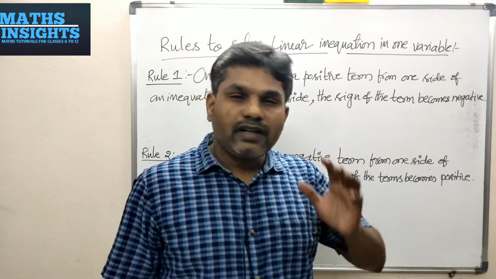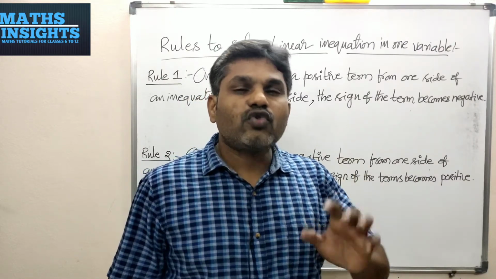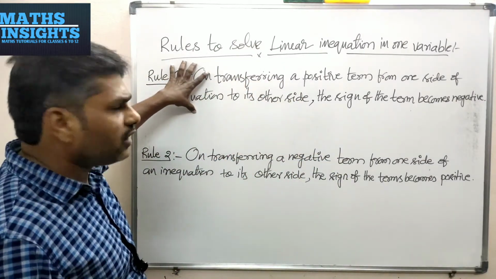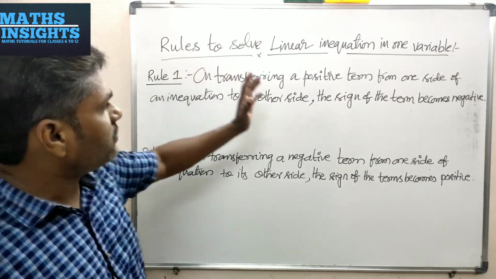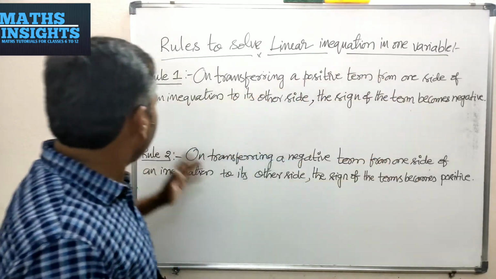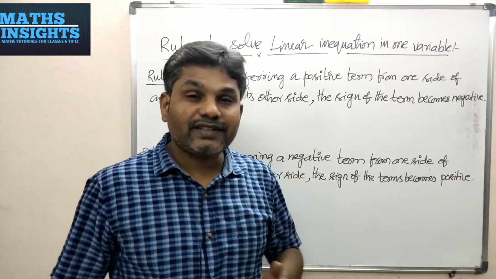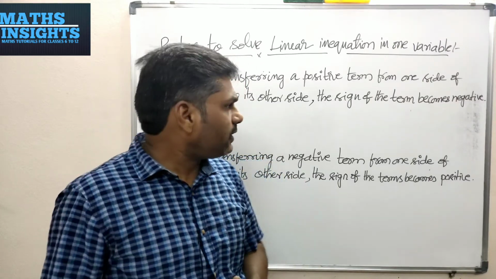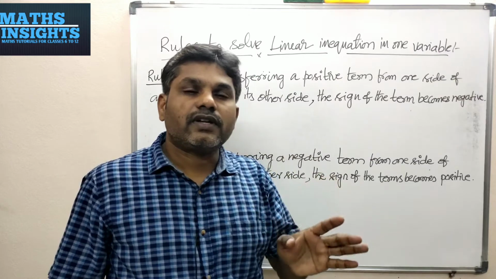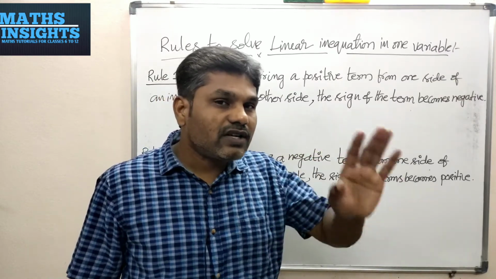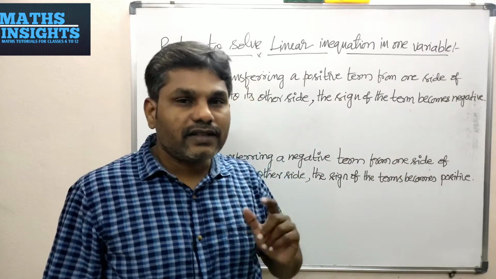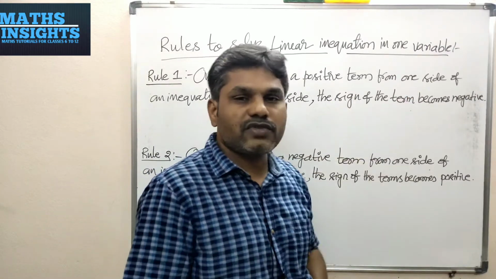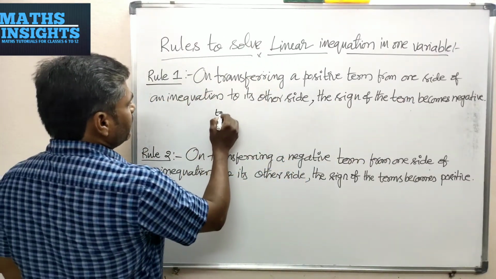To solve any inequation in one variable whose degree is 1, you have to follow some rules. This is rule 1. Rule 1 says that when you transfer a positive term from one side of an inequation to the other side, you know that there are two sides of an inequality. If any positive term is transferred from one side to the second side, then the sign of the term becomes negative. I will explain this by taking an example.